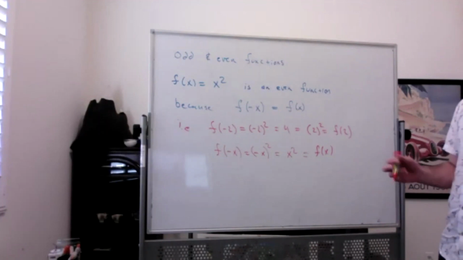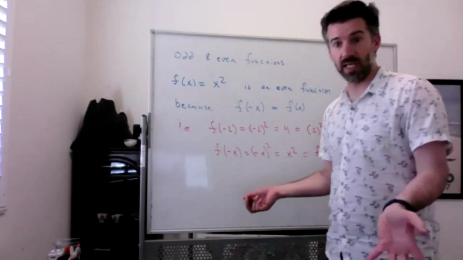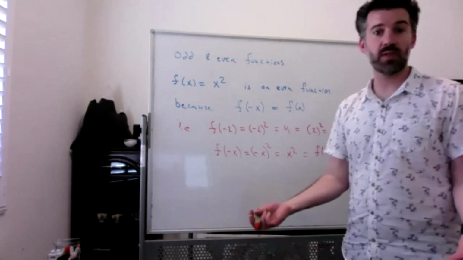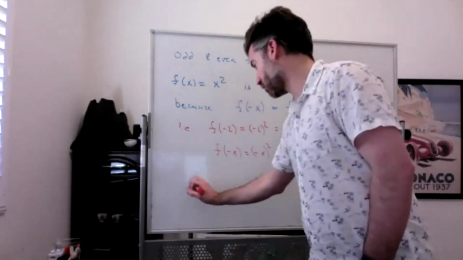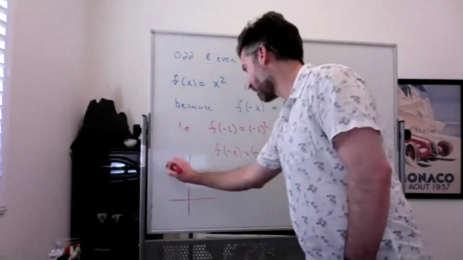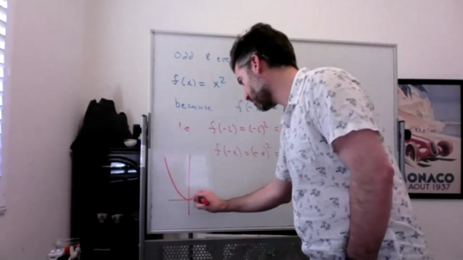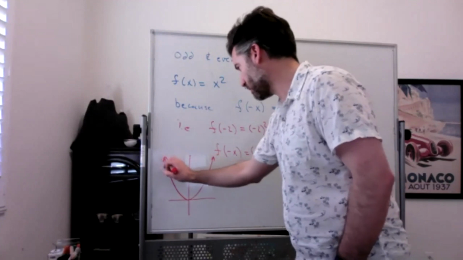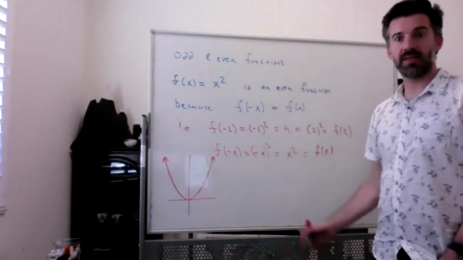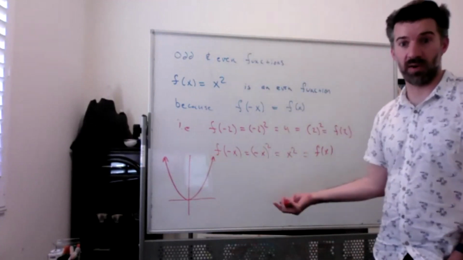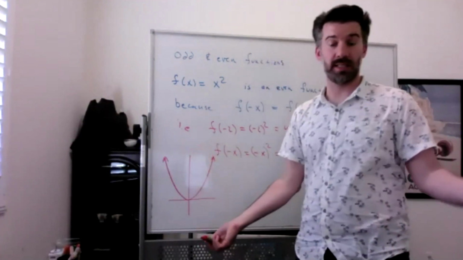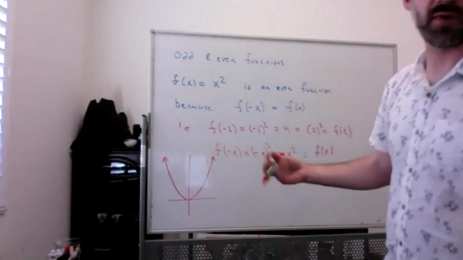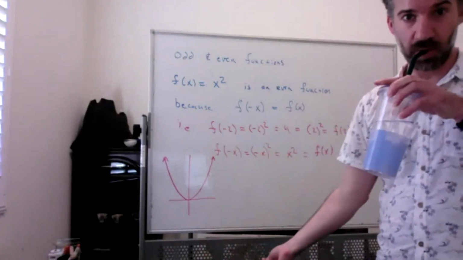And the graphical hallmark of an even function is that you have symmetry about the y-axis. So if I draw the function f of x equal to x squared, it looks like this. And this is definitely symmetrical about the y-axis, because if you flip it around the y-axis, it still looks the same. And every even function has that property.